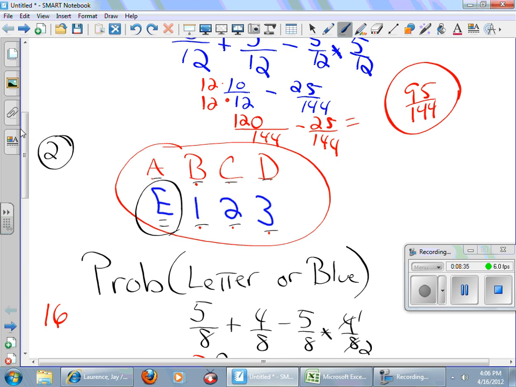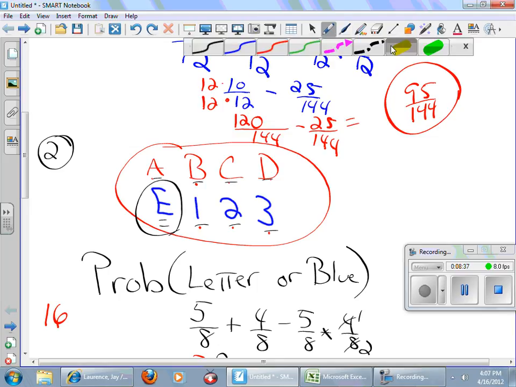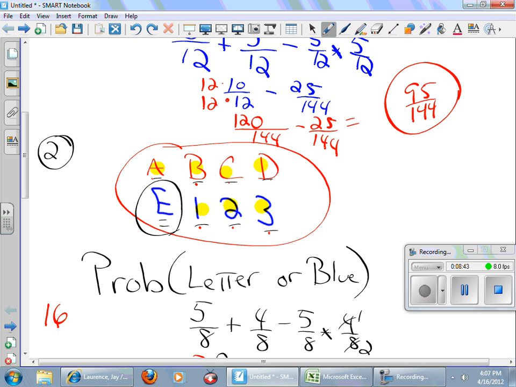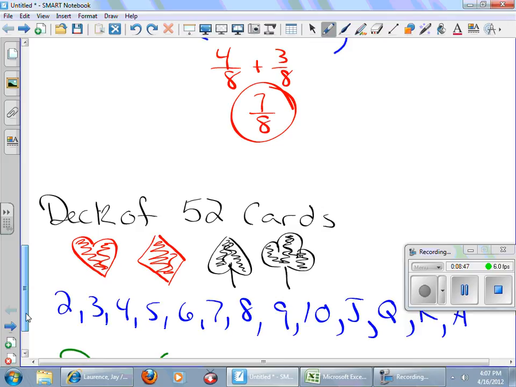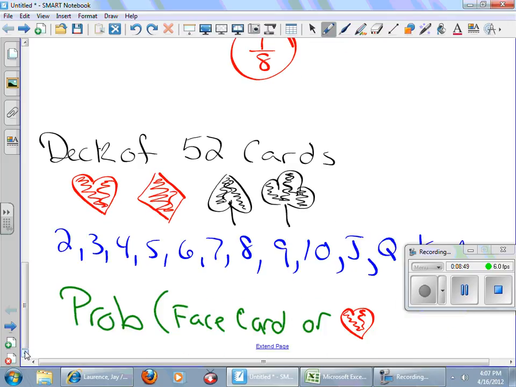I'm going to come up here and highlight everything that is either red or a number. 1, 2, 3, 4, 5, 6, 7 out of 8. Okay, let's see. I think I might have another example here.